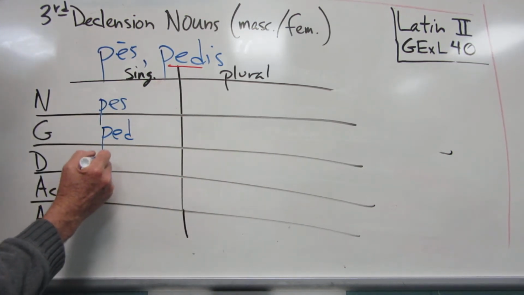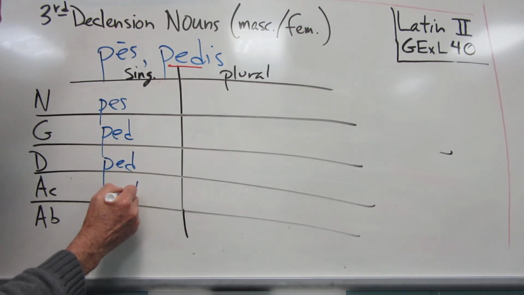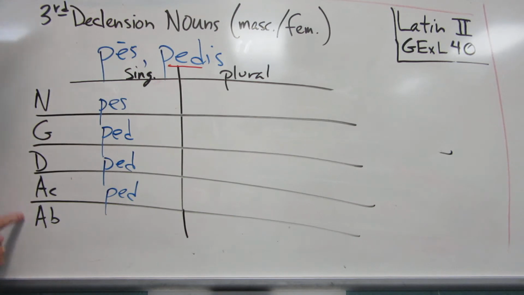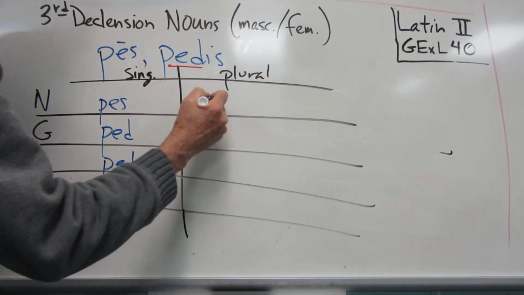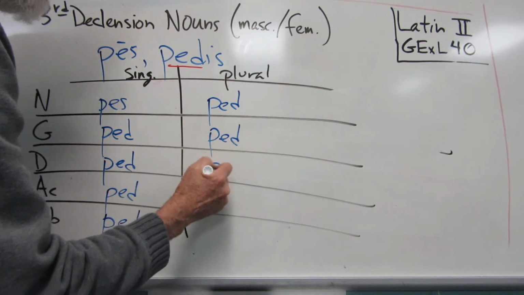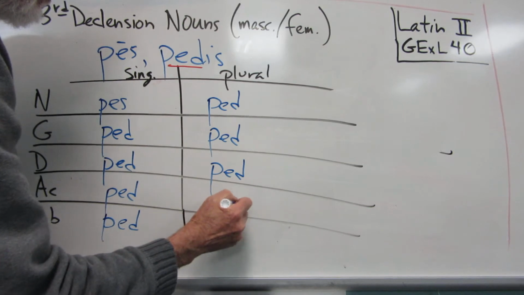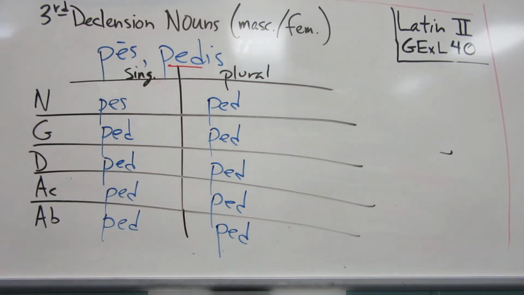I'm going to just write the stem for each of the cases. Nominative, genitive, dative, accusative, ablative. There's the stem. I've written it for singular. I'm going to write it over here for the plural as well. And here's the way that I remember the endings for this.